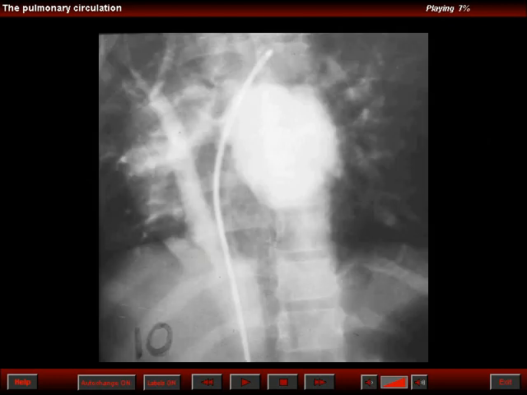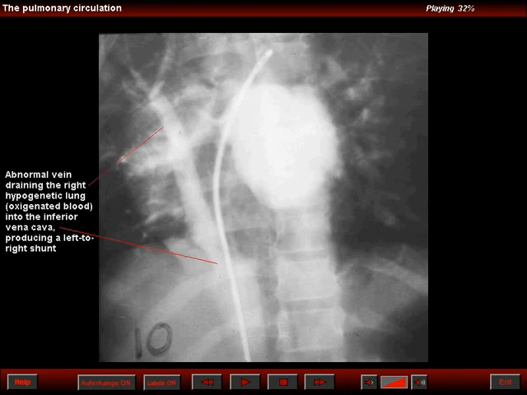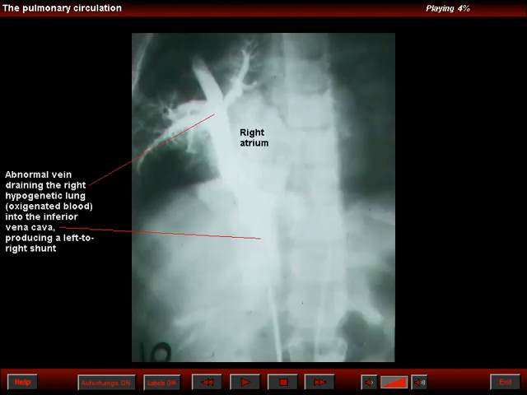In this close-up, we can see that this abnormal vein drains in the inferior vena cava. So therefore, a left to right shunt occurs due to mixing of oxygenated blood in the pulmonary vein draining into unoxygenated blood in the inferior vena cava. This is another view which reveals the large vein of the hypogenetic right lung, filling the cava.